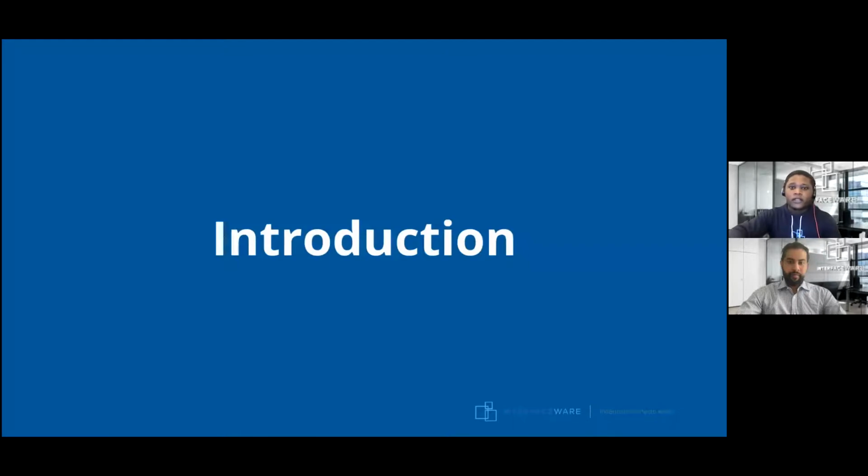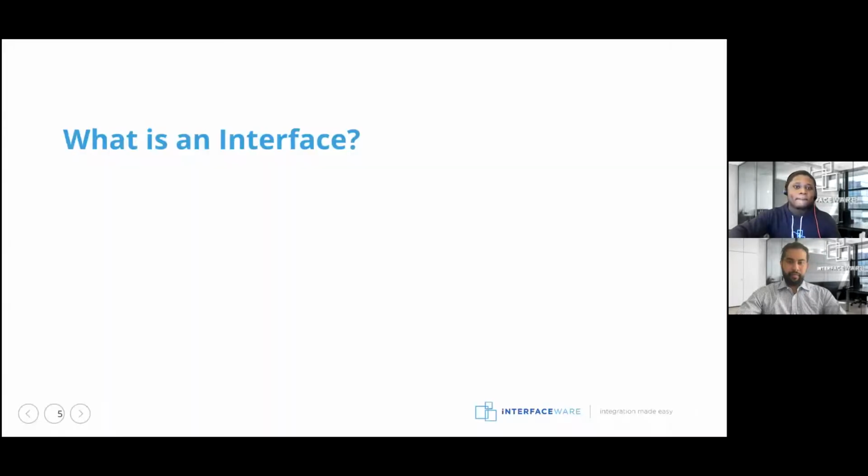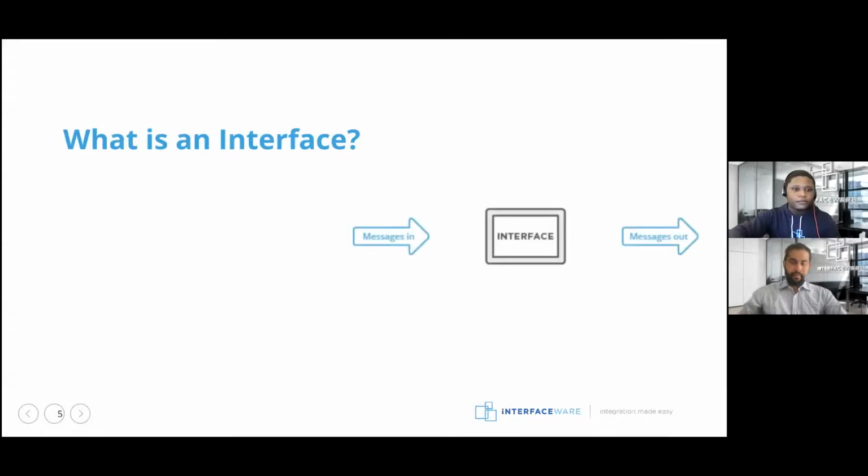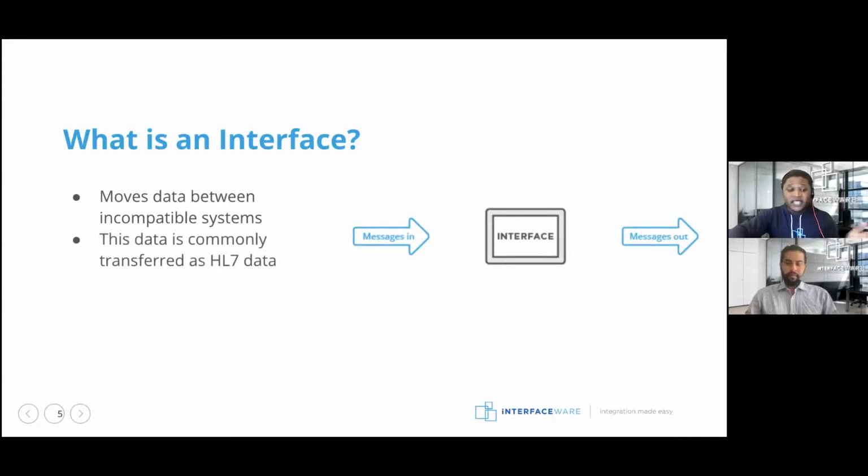Okay, so introduction. First off, what is an interface? Here's a little black box diagram of an interface with messages going in and out on the right. An interface is simply a component or a system that moves data between incompatible systems. This data is commonly transferred as HL7 data, but it could also be other types of flat file formats such as text, CSVs, et cetera.